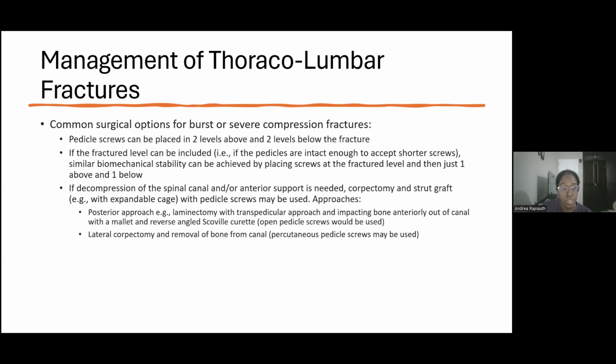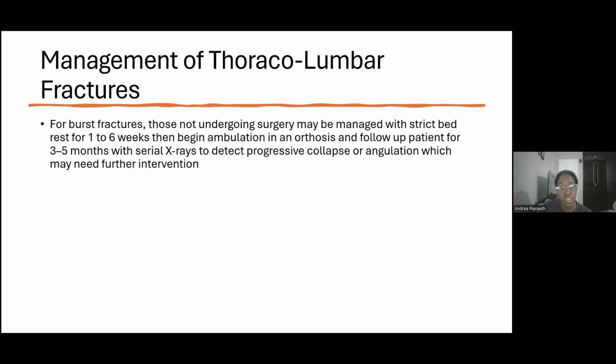You can go the posterior approach, which is a laminectomy with transpedicular approach and impacting bone anteriorly out of the canal with a mallet and a reverse angle Scoville curette, or lateral corpectomy and removal of bone from the canal. For burst fractures, those not undergoing surgery may be managed with strict bed rest for 1 to 6 weeks, then can begin ambulation in an orthosis and follow up. You can continue to follow up the patient for 3 to 5 months, with serial X-rays to detect progressive collapse or angulation, which may need further intervention.